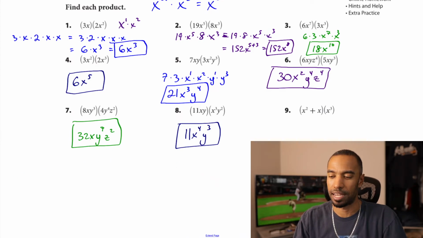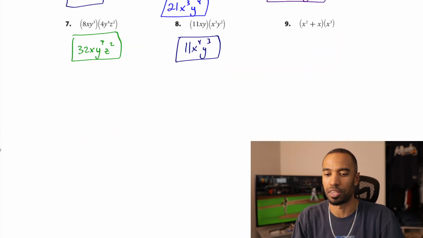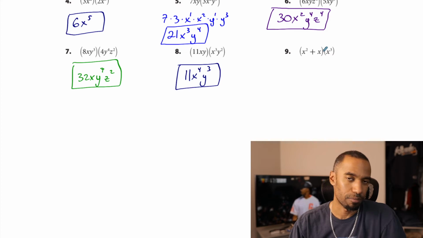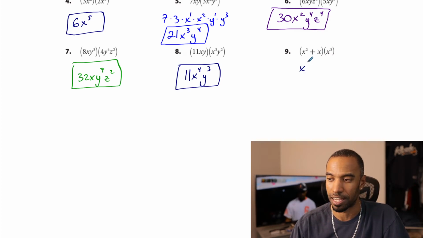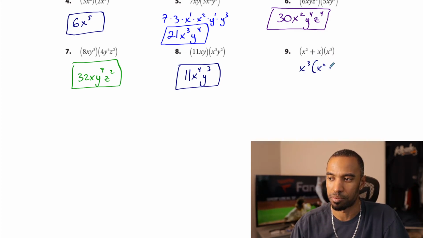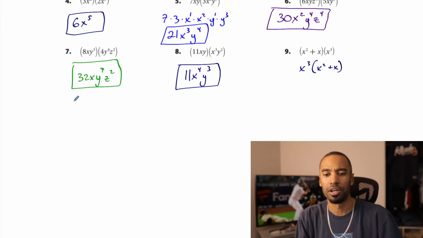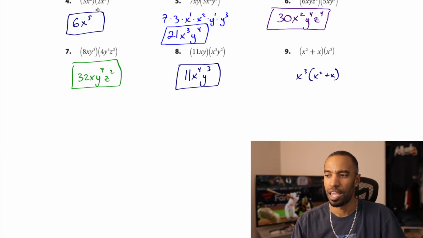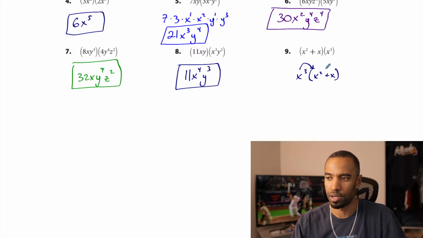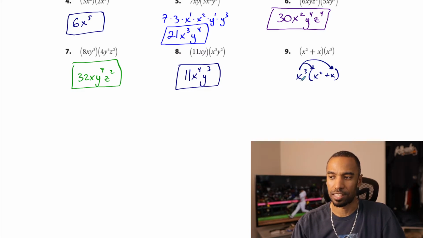So when we do number 9 here, it's kind of weird because x cubed is on the right side of it. Personally, I'd love the x cubed to be on this side, x cubed times x squared plus x. It's neither here nor there. But the point is, when I distribute here, x cubed is going to multiply with x squared, and x cubed is going to multiply with x. So let me just write that setup to begin with.